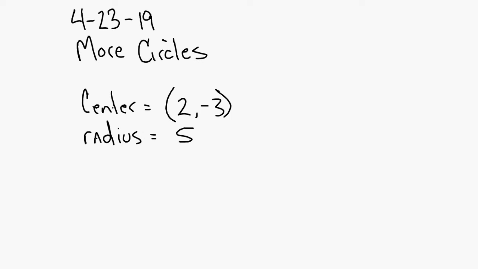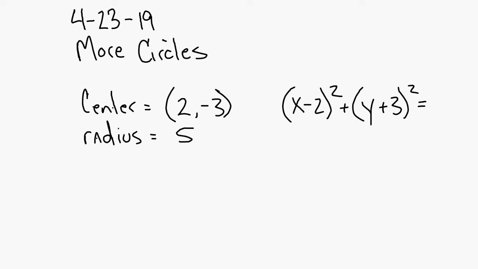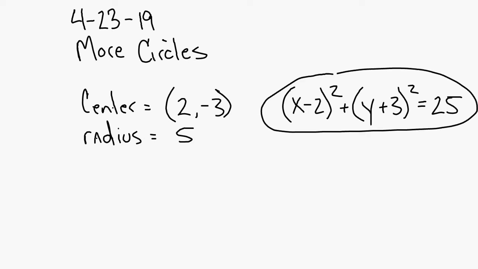So you took your standard form of x, and with the x went the opposite of the x value, so you go x minus 2 squared plus y, the letter y, and the opposite of the y value at the center, so that would be y plus 3 squared, equals the radius squared. And if the radius is 5, then 5 squared is 25. So then this is the equation for a circle that has a center at 2, -3 and a radius of 5.